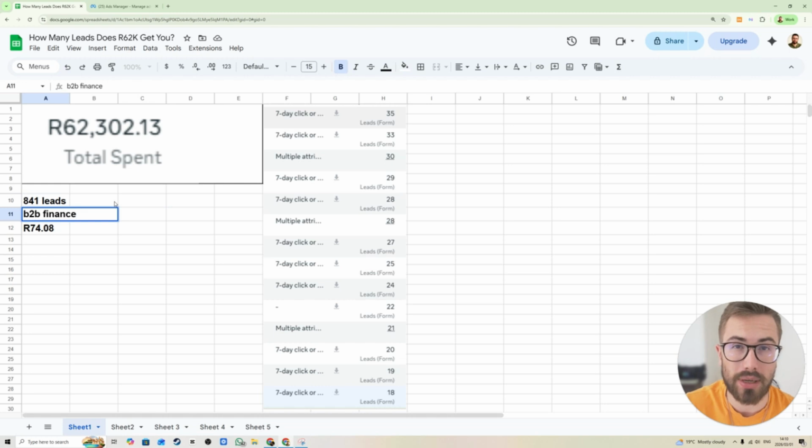So we're targeting business owners. It's not like we're targeting business to customer. Like imagine e-commerce or selling a product, right? And we got an average cost per lead of 74 Rand, which is actually higher than what we were getting in December. But we like to aim for anything less than 150 Rand.